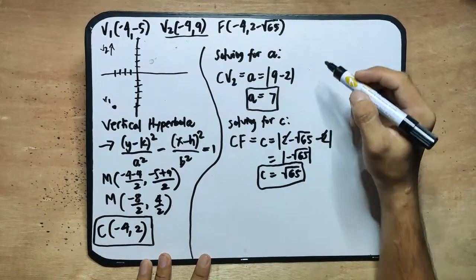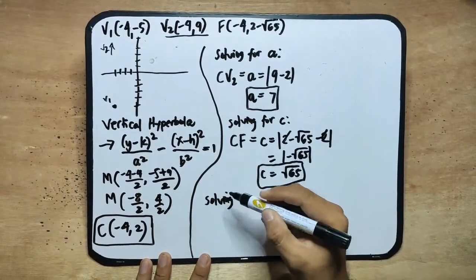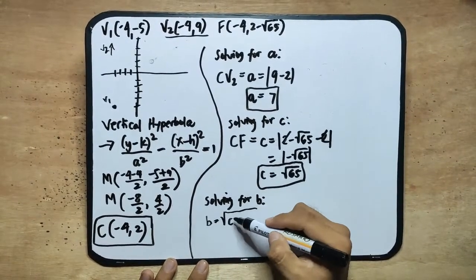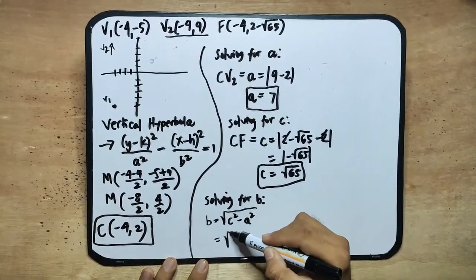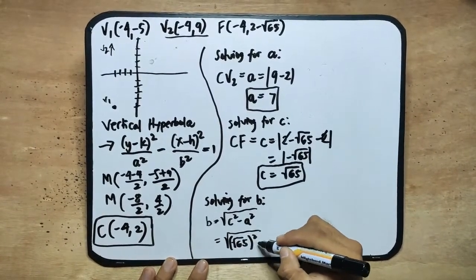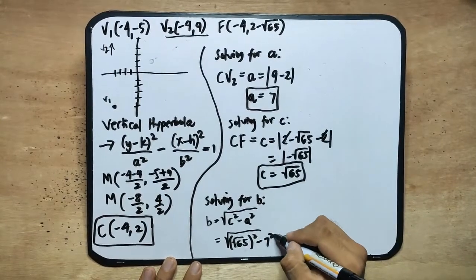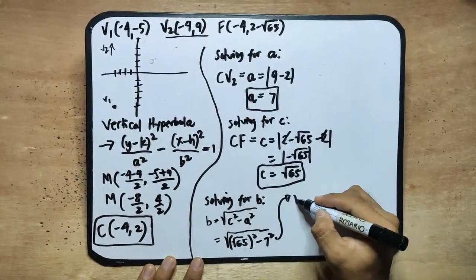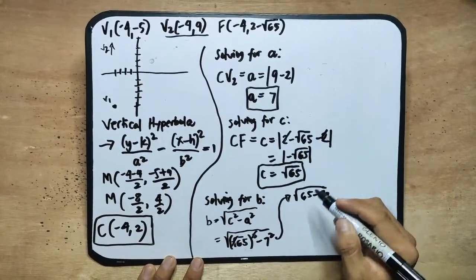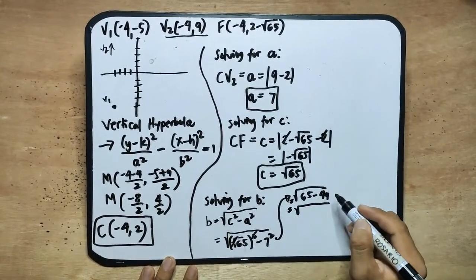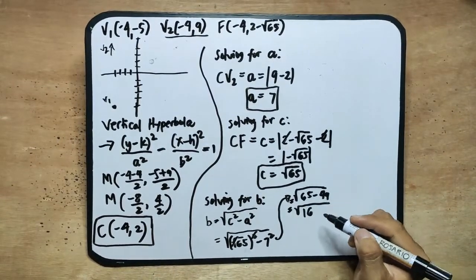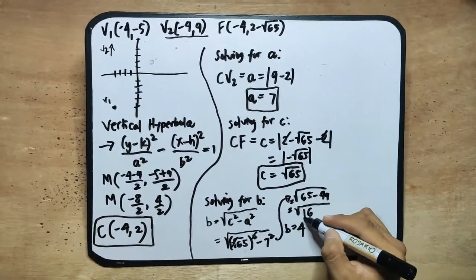Now, solving for b, since b is what we need here, we use the formula b equals the square root of c² minus a². What is c? c is √65, and we square it. Minus a², a is 7, 7 squared. The square root cancels, so we have 65. 7 squared is 49. So 65 minus 49 is 16, or the value of b here is 4.